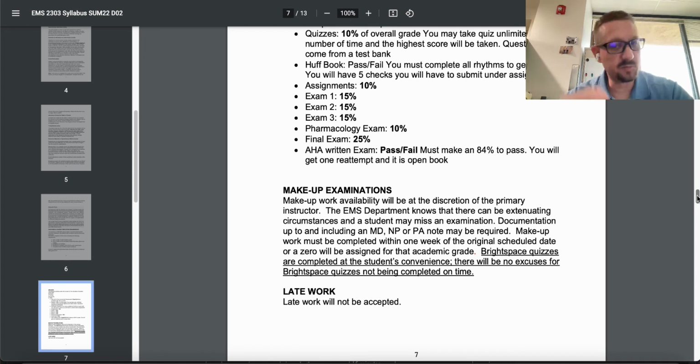And with AHA, similar to what we saw in PHCLS, the percentage for passing that exam is not 70%. AHA generally requires 84% or greater to pass their exams. The AHA written exam is going to be multiple choice with 50 questions that you'll complete, and you do have a remediation available to you if you do it in the appropriate time before the due date.